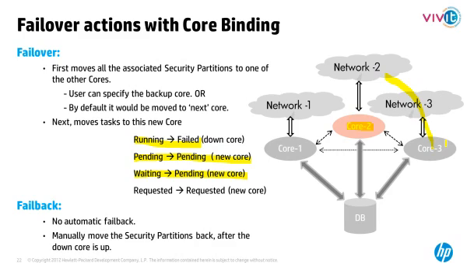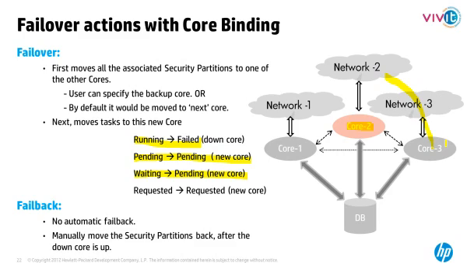Failback: there is no automatic failback. Let's say core 3 got partition 2 because of the failover. We don't know where partition 2 came from. So the user has to explicitly reassign partition 2 to core 2 once core 2 is back up. So it's a manual failback, with an automatic failover, for core binding.